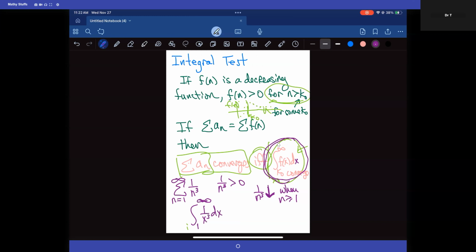Now I compute that improper integral. To do that, I would, of course, go to a limit and replace that upper infinity with b. That's the limit as b goes to infinity of the integral of x to the negative third dx.